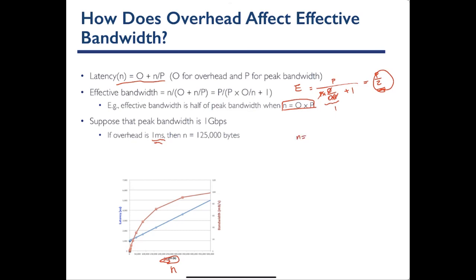So in this particular example, to get to half of your peak bandwidth, you can just send n equals overhead, which is 1 millisecond, times your peak bandwidth, which is 1 gigabit per second. Now divide this by 8 bits per byte, and that gives you some 120K bytes.